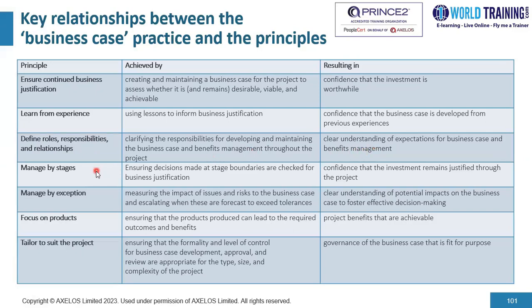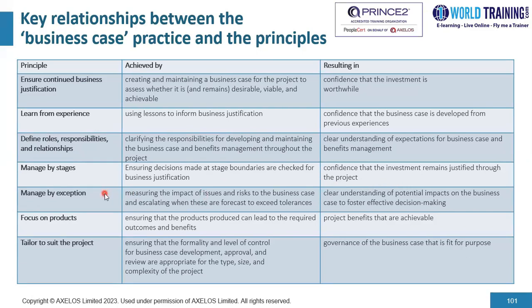Moving on to the fourth principle, manage by stages. This is achieved by ensuring decisions made at stage boundaries are checked for business justification. Now, as we go through the life cycle of a project, at the end of every stage, we need to constantly check whether the 3 aspects of justification, desirability, achievability, and viability, are still there. So it's not only justification at the start, but justification throughout the life cycle of the project. So what does this result in? It results in confidence that the investment remains justified through the project.